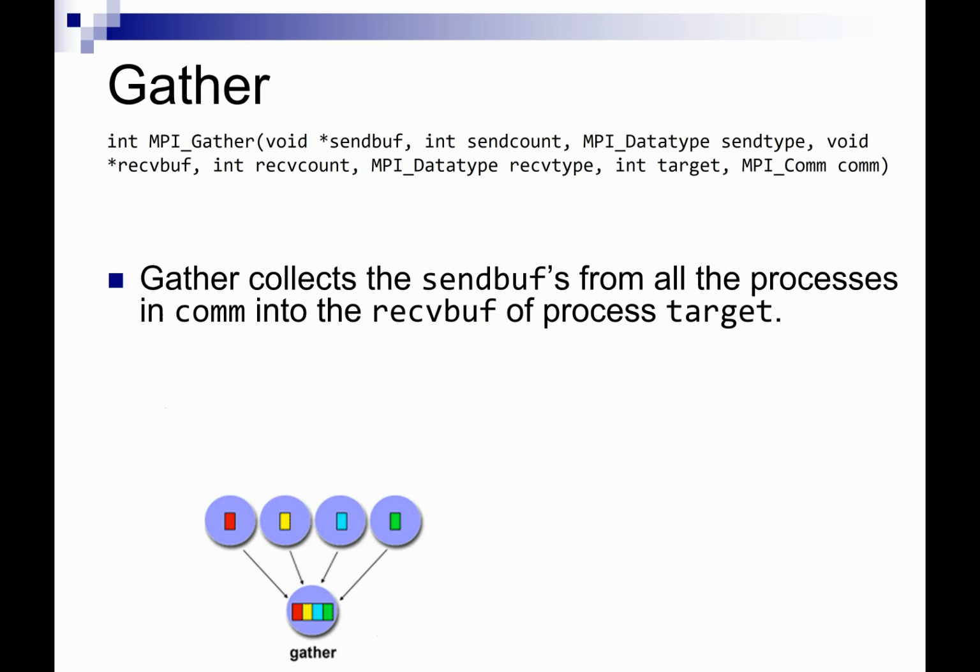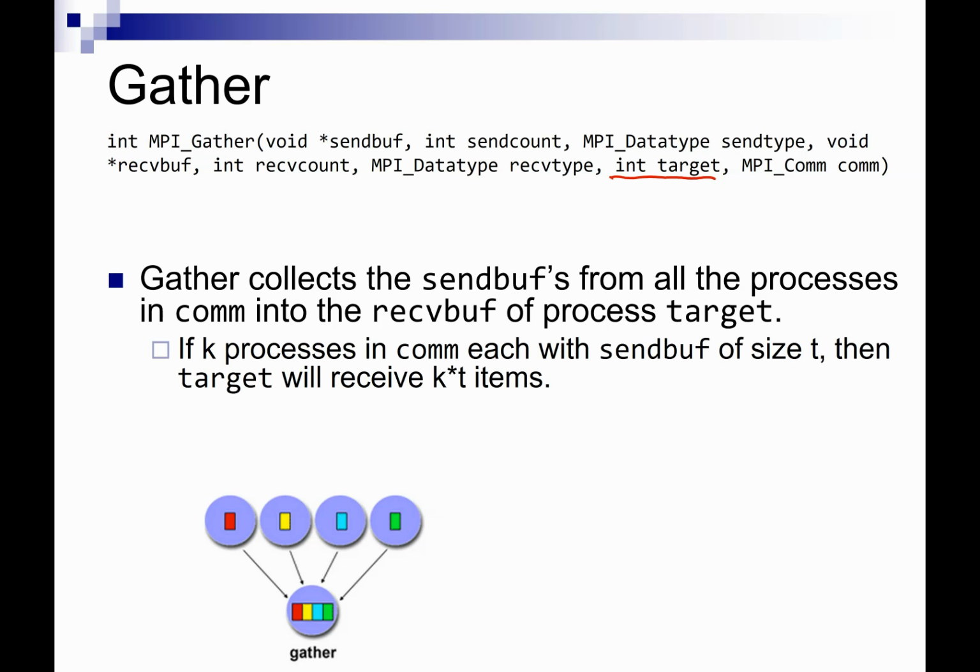Okay, next we have the gather operation. So the gather operation is, imagine that every process has a piece of data. And now we want to gather all of this data onto one particular process, the target process. So when you call gather, if you're the target process, then you're collecting data from all of the other processes. And if you're not the target, then you're sending data to the target.